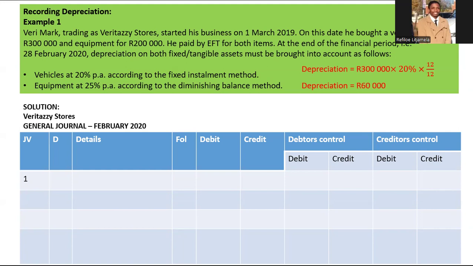And for equipment, it will be 200,000 times 25%. And that will give you 50,000 rand, which is your depreciation on equipment.